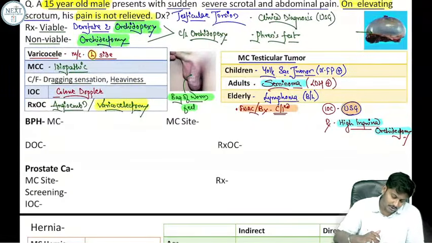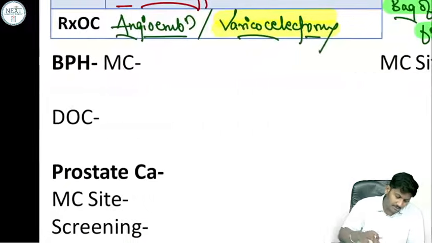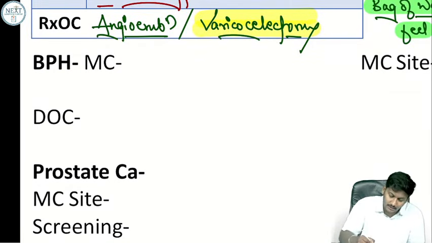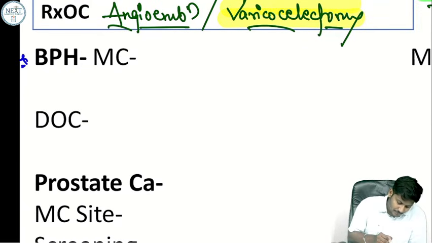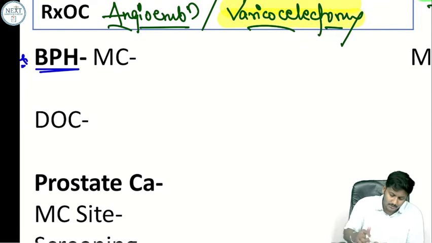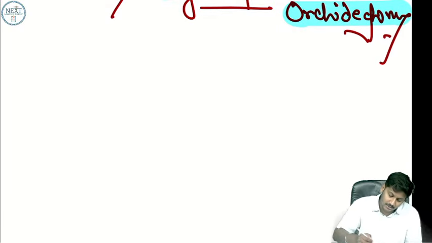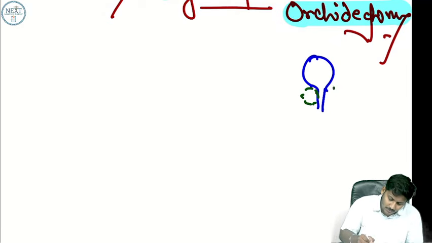So next important, beta, is the last part from uro, and that is nothing else but the prostate. If I talk about the prostate gland, there are two problems. One is BPH, benign prostatic hyperplasia, and second is prostate cancer. Now, what is BPH or benign prostatic hyperplasia? Here definitely the prostate gland is going to enlarge. And if the prostate gland enlarges too much, what is going to happen?